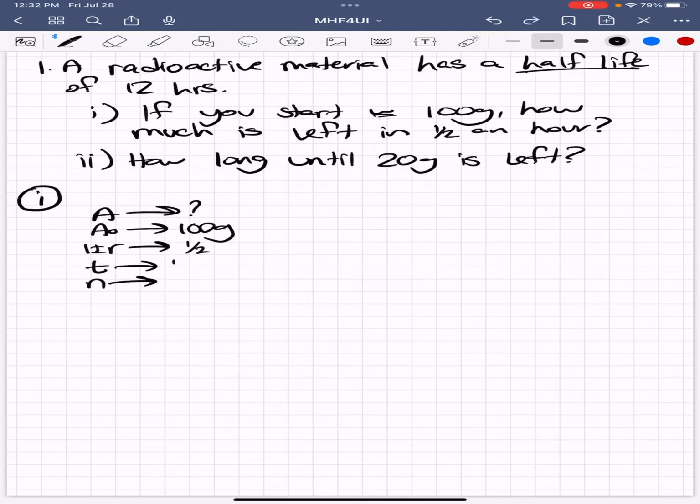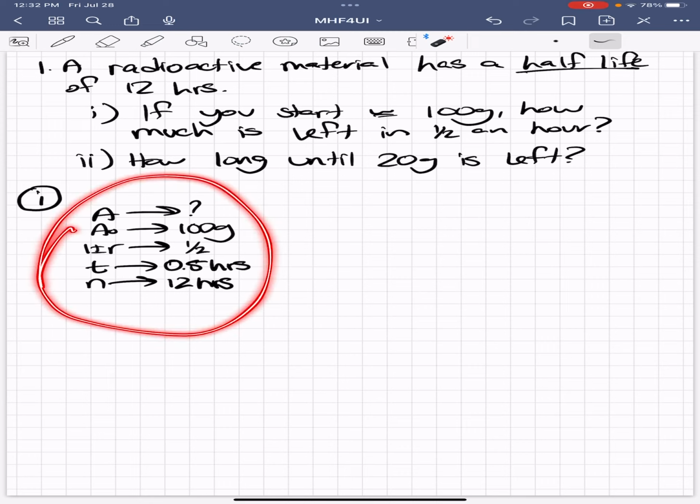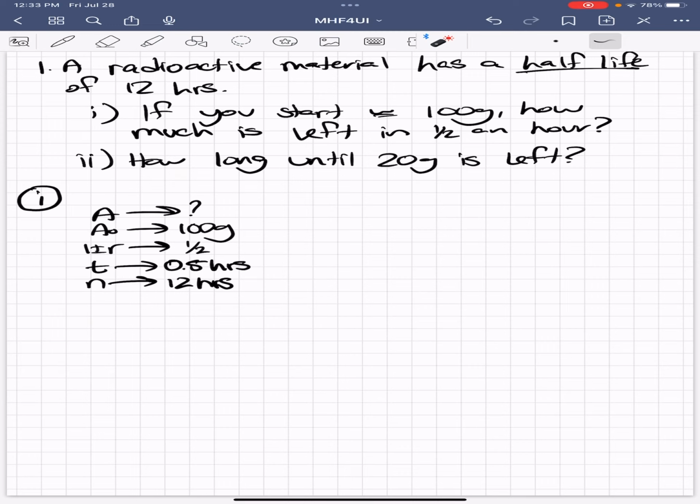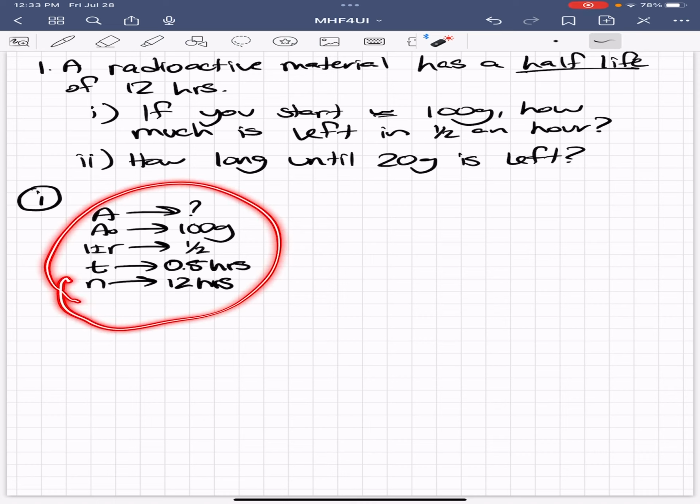Actually, I'm going to go back here. I'm going to do 0.5 hours, 12 hours. So here we have everything, we have our legend here. Does everyone understand this? So A is final amount, A naught is initial amount, 1 plus minus R is the decay rate, T is time elapsed, and N is growth or decay time.